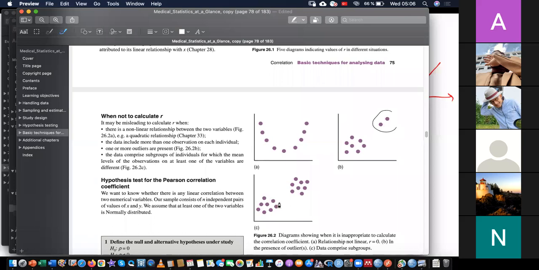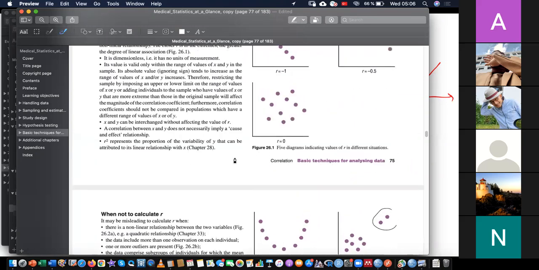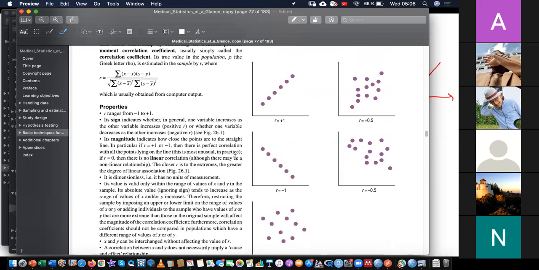Or you have an accumulation of the data in different areas, as in this figure here, two distinct groups. Then, of course, it is not logical. You should not calculate the R values. It's impossible, you can imagine.